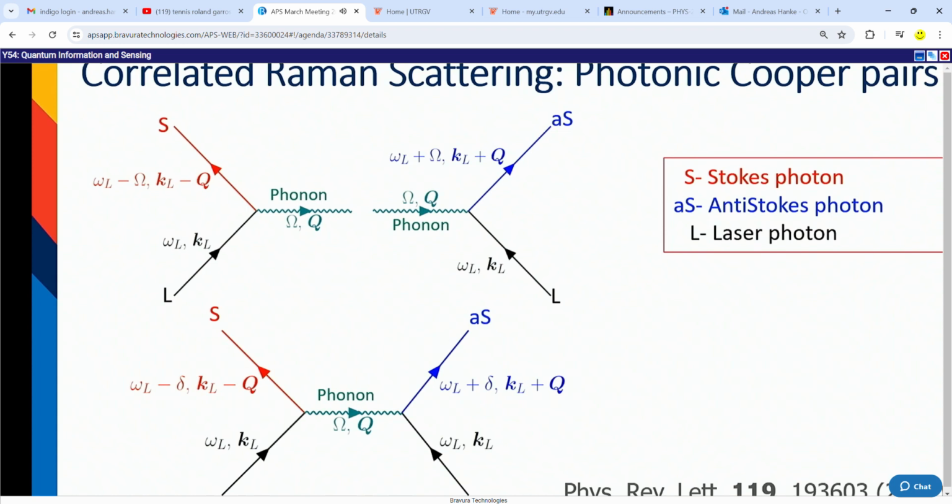Now, however, when the same phonon that is excited during the Stokes process is absorbed by another incident laser, then we have correlated Stokes anti-Stokes photon pairs. These photon pairs are what we call the photonic Cooper pairs. This formation mechanism provides an additional mechanism for four-wave mixing, and we also note that this Cooper pair formation can occur both at phonon resonance and away from the phonon resonance. The one that occurs away from the phonon resonance, we call the virtual Cooper pairs.